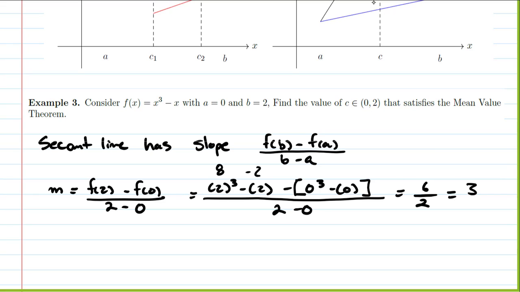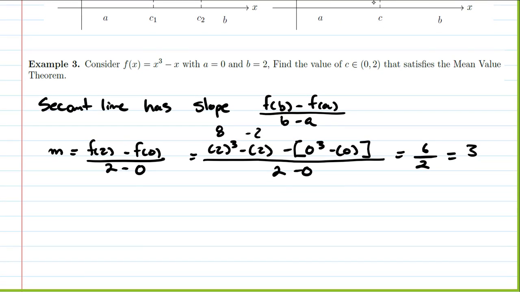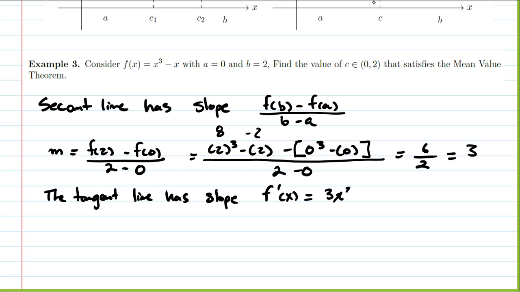You don't have to do any of this by hand, right? You could have just punched that in your calculator to get 3. So then we want to know where the slope of the secant line is equal to the slope of the tangent line. So the tangent line has slope f prime. So we take our derivative. The derivative of x cubed minus x is 3x squared, take away 1.